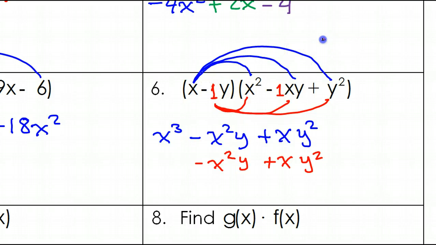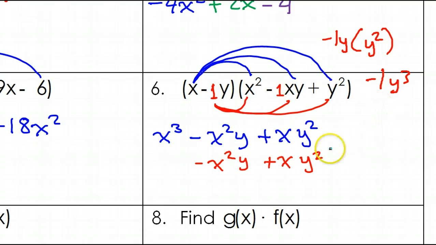I'm doing negative 1y now times y squared. Negative 1y times y squared is going to make negative 1y to the third power. And there's nothing to combine that with, so I'm going to drop the 1. So it's just negative y to the third power. All right, let's go ahead and combine these like terms.